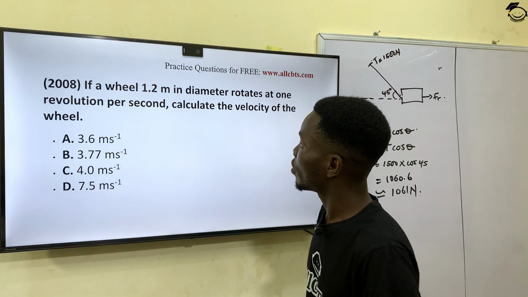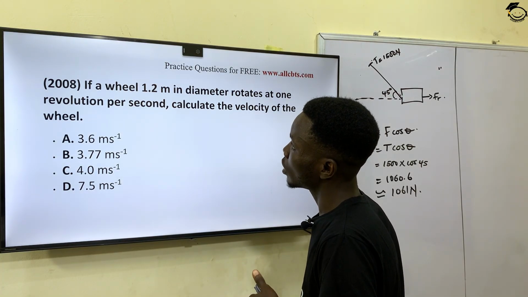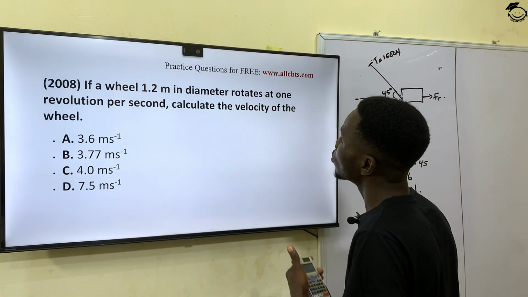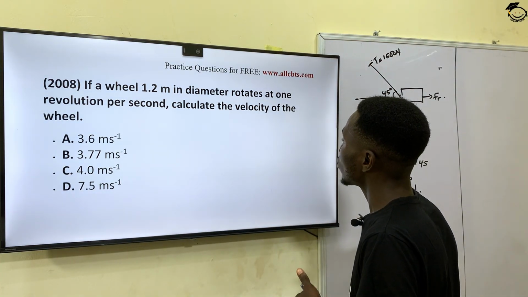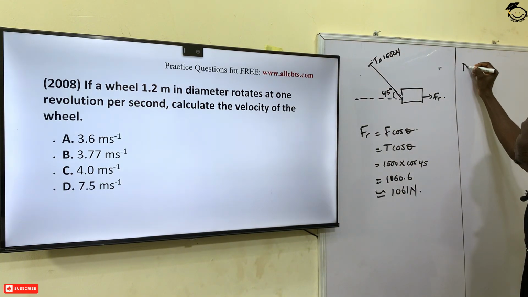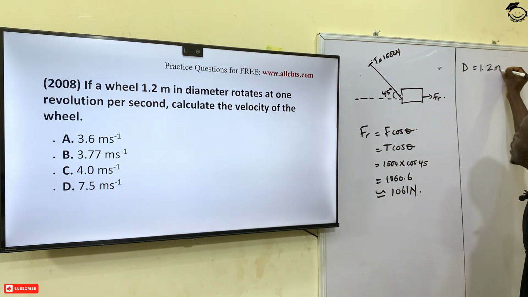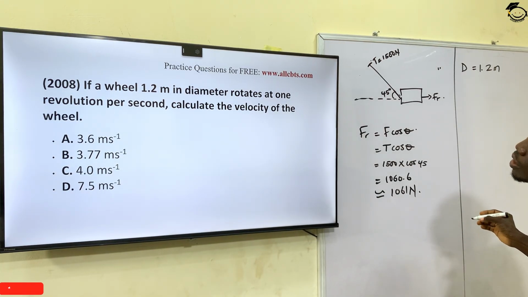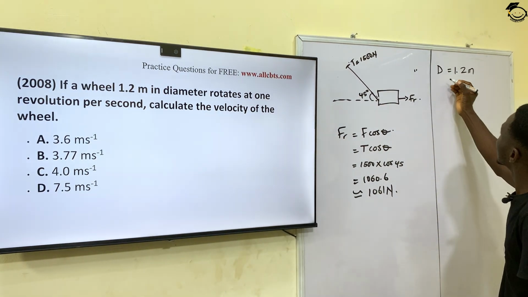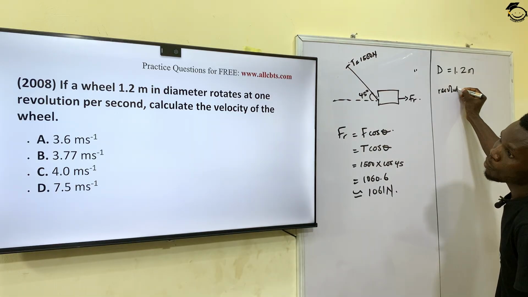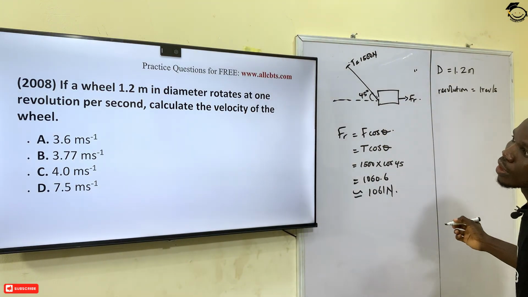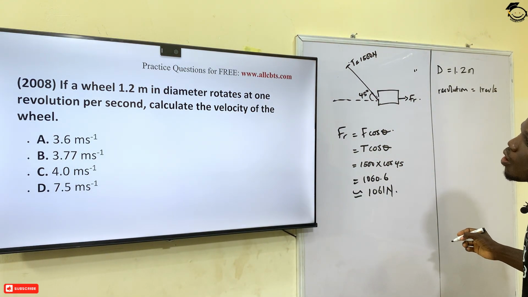Moving on to the next question, this is a 2008 question. It says, if a wheel 1.2 meters in diameter rotates at 1 revolution per second, calculate the velocity of the wheel. So we are given the diameter of the wheel to be 1.2 meters, and then we are told that it rotates at a revolution. So I have the revolution here as 1 rev per second. Then it says calculate the velocity of the wheel.